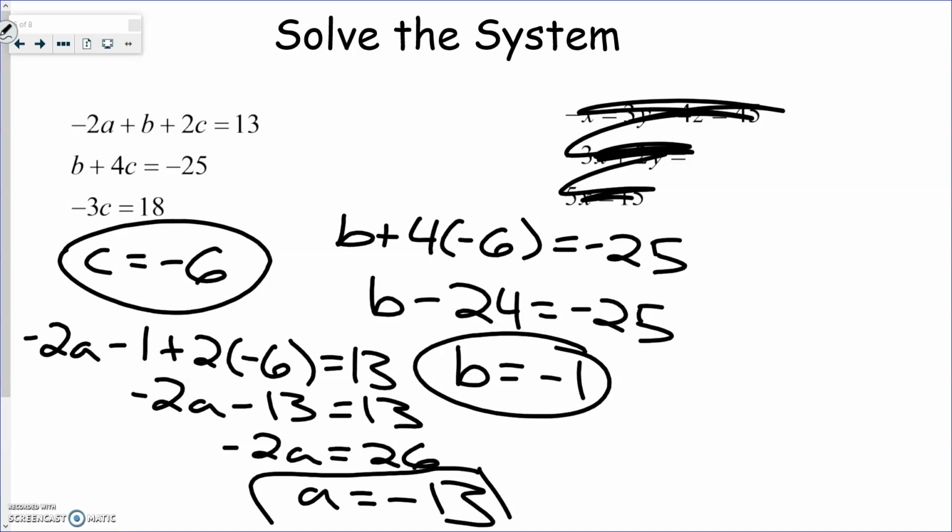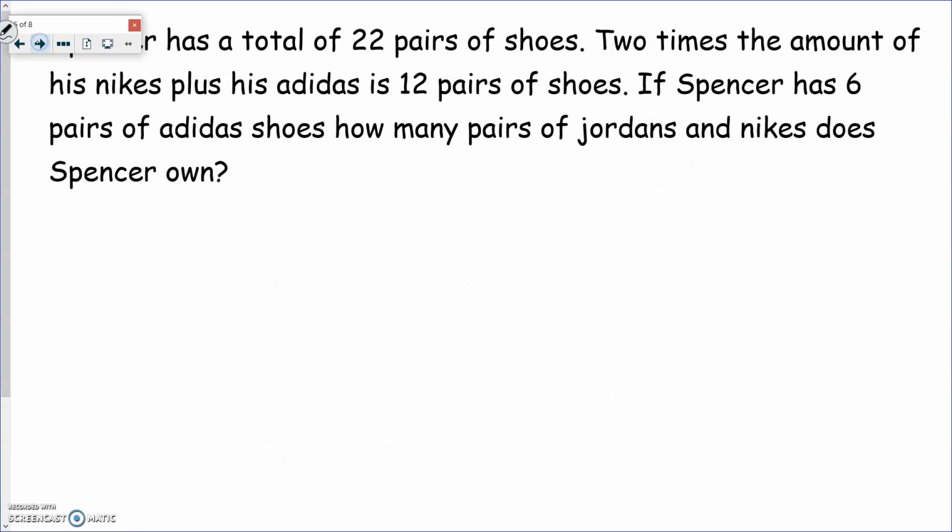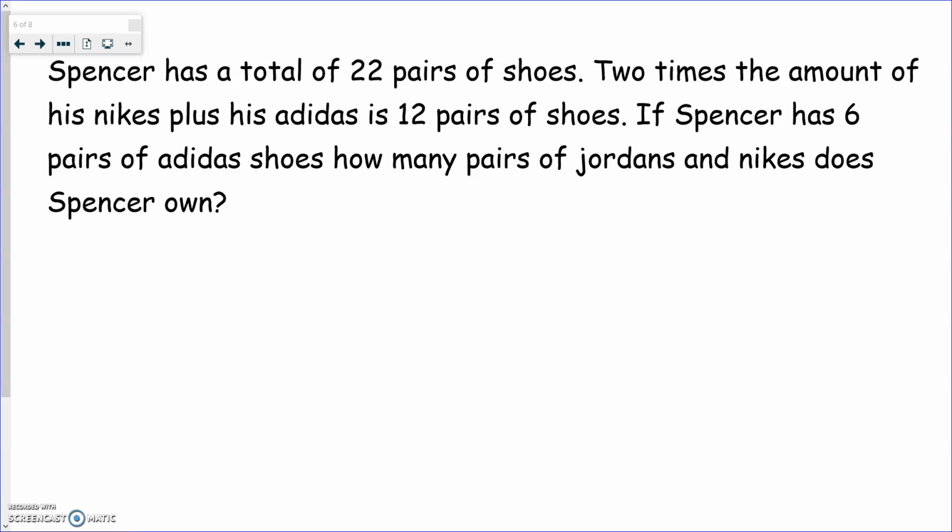Okay, of course, just like everything else, we also have word problems. Okay, so in this case, it says Spencer has 22 pairs of shoes. 2 times the amount of his Nikes plus his Adidas is 12 pairs of shoes. If Spencer has 6 pairs of Adidas shoes, how many pairs of Jordans and Nikes does Spencer own? So you have to set this up.